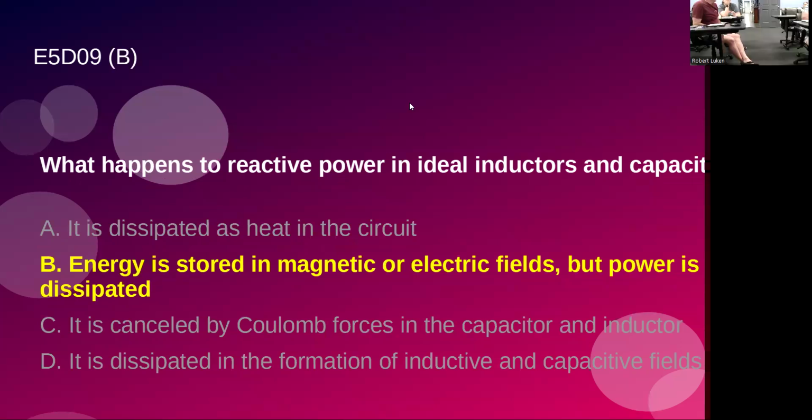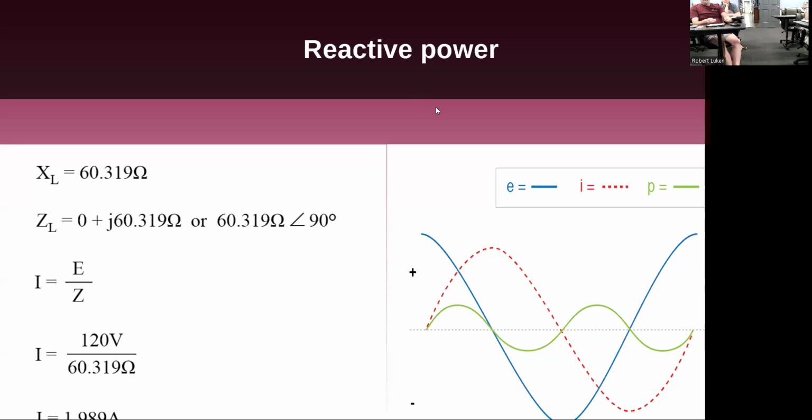So it's just energy stored in the magnetic field in this case. Because the voltage is going positive and negative, it's going to store energy on the positive cycle, and then it's going to come back and store energy in the opposite direction, but still in the magnetic field. So it's the same amount of energy, it just doesn't do anything useful.